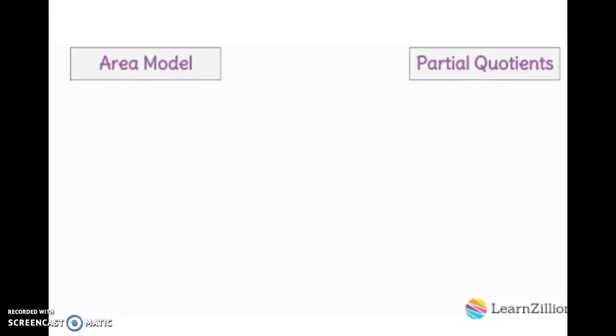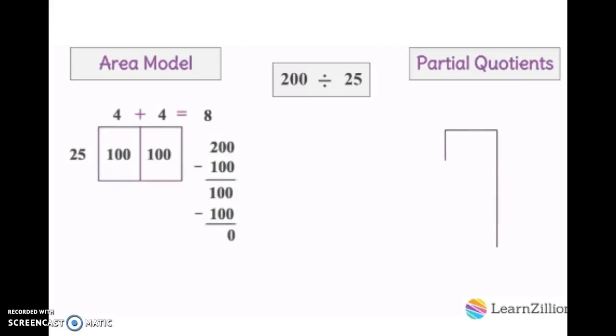We're going to compare partial quotients to an area model. Since Mrs. Hall ordered 200 total bottles and they were split evenly into groups of 25, the problem is 200 divided by 25. We're going to start our partial quotients the same way we would an area model, with our dividend. In this case, the 200 total bottles that are being split up is our dividend. Next, we use our divisor, which is 25, or the number in each group.